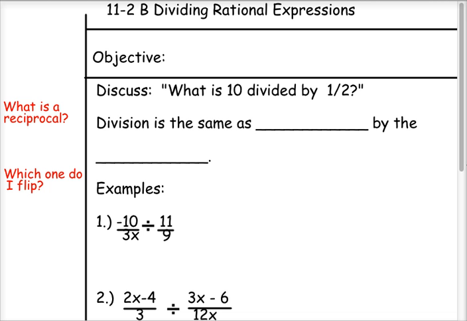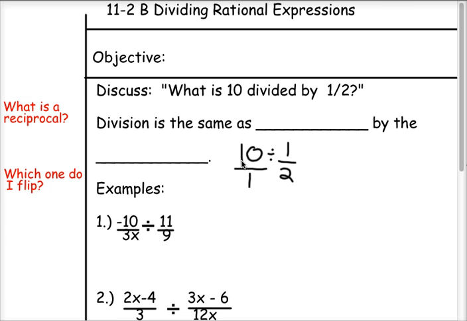So, 10 divided by 1/2. So if we think about that, 10 divided by 1/2. Now, first off, probably the easiest way to think of 10 is 10 over 1 right now, okay? When we're dividing fractions, it's a little bit easier to just think of a whole number as being over 1.